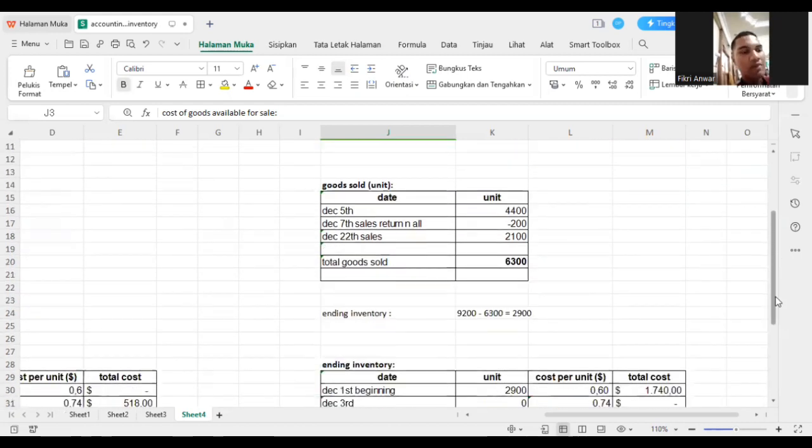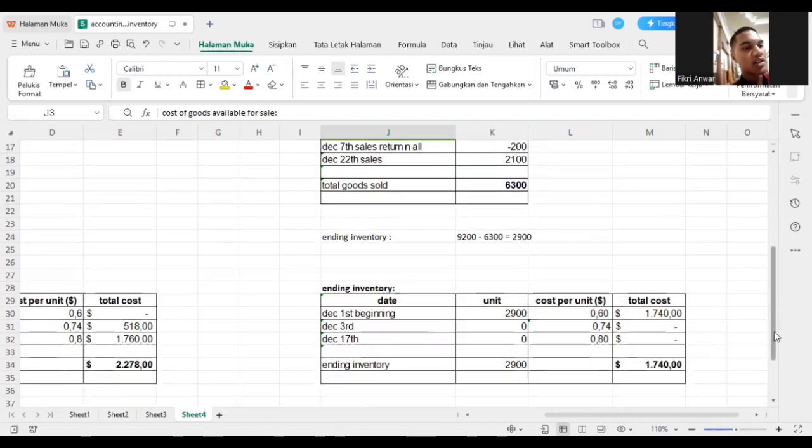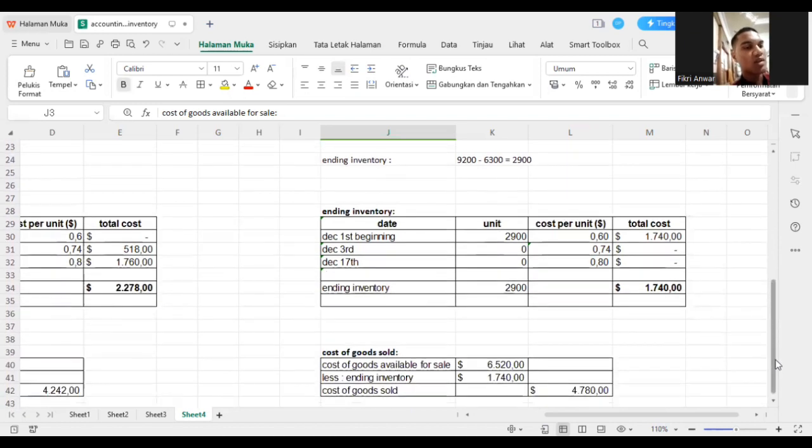The goods sold is the same as in the Vivo. We have 5th of December, 4,400 units. And the 7th of December, sales return and allowance, we have minus 200. And the 22nd of December, we have sales of 2,100 units. And total goods sold, we have 6,300 units. In ending inventory, we have 9,200 minus 6,300. We got 2,900 inventory.